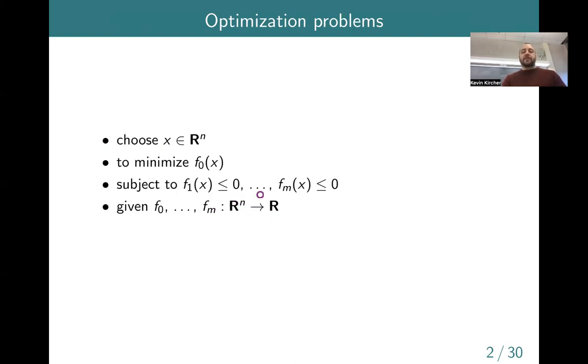And then we have a number of constraints. We have m of them in general. And they all take the form of an inequality where the right-hand side is equal to 0. So this looks like a very specific form of problem. We have these scalar inequalities, a scalar-valued objective function, and things like that. But it turns out that this is, in fact, very general.